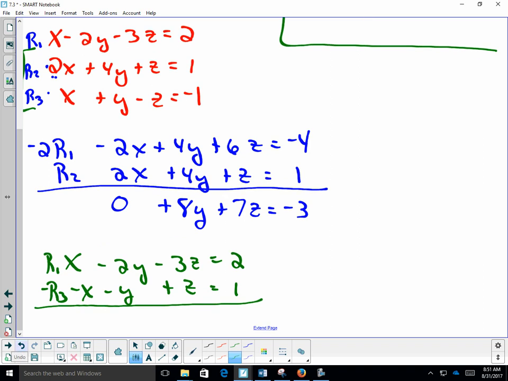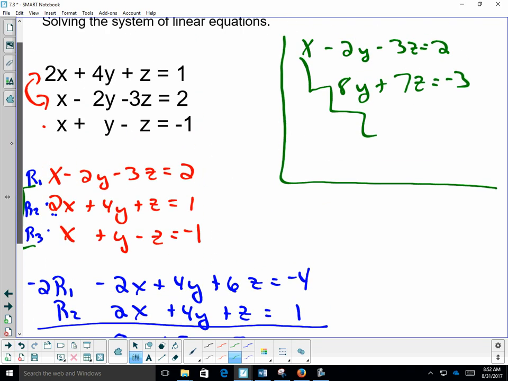When I add those, I'm going to have 0 here. Negative 3y minus 2z is equal to 3. Now, I don't need to put that in my box up here because I already have an equation with two variables, so I don't need to do that.